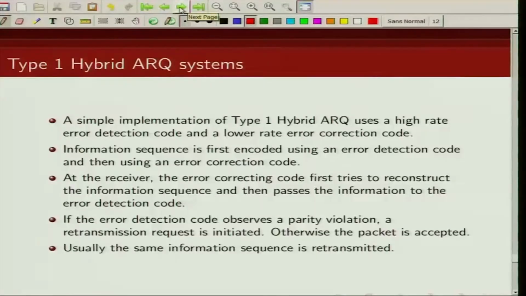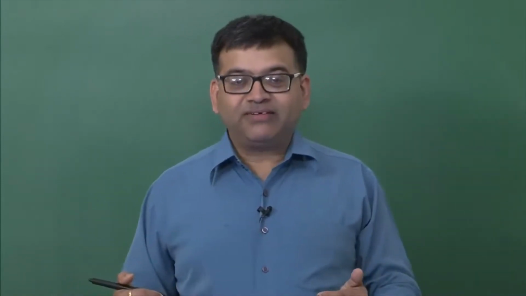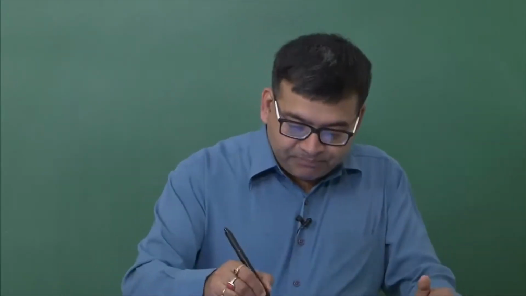And usually in this type 1 ARQ scheme, when we retransmit, we are again sending the same coded packet. So whenever the receiver is asking for retransmission, we are sending the same coded packet again. The receiver tries to correct the errors, and then the estimated information sequence is passed to an error detecting code, which will try to detect whether there is any error in the decoded sequence. If there is an error, again the receiver will send a NAK and the same coded sequence would be sent again.